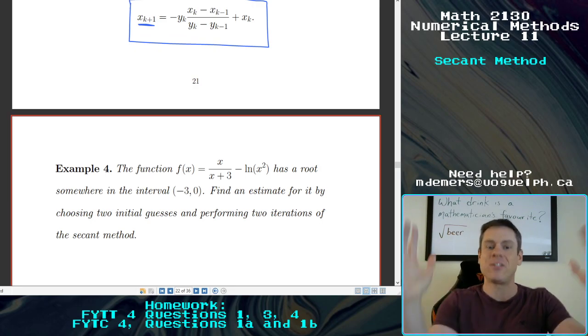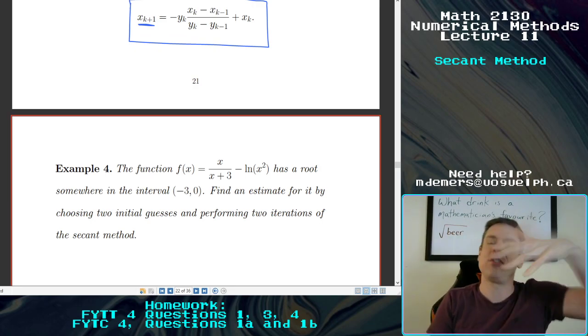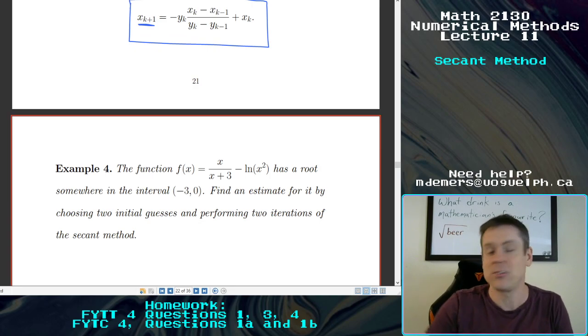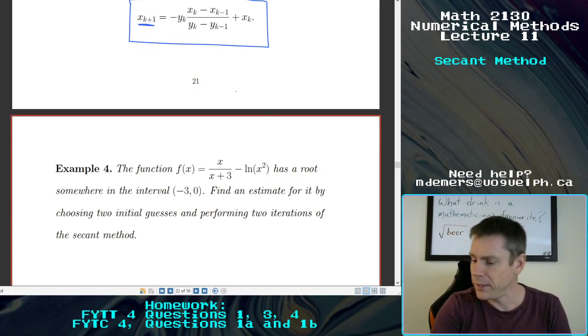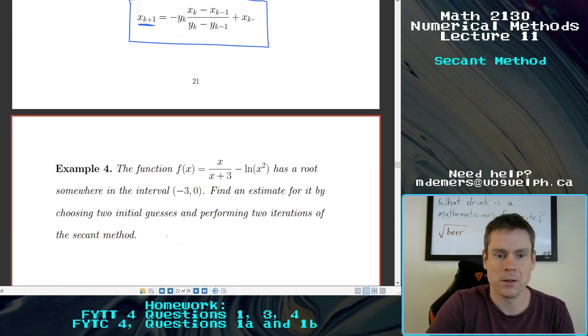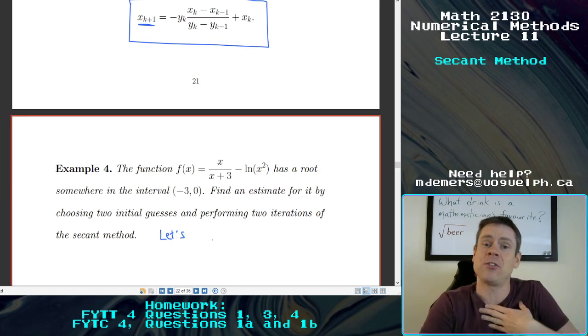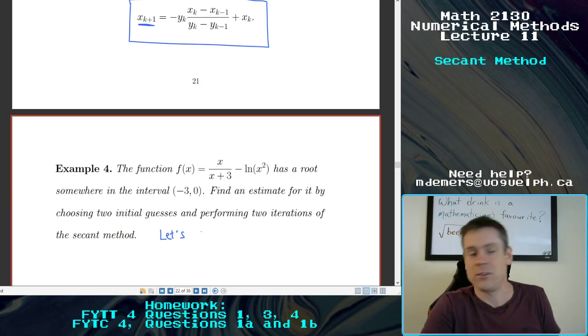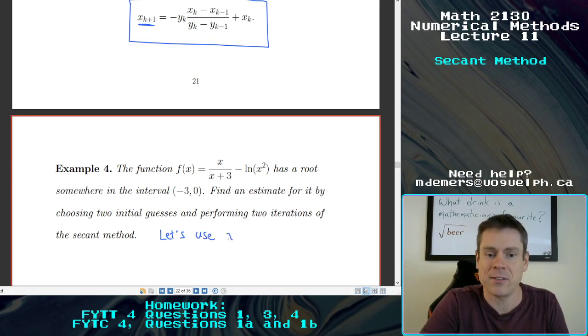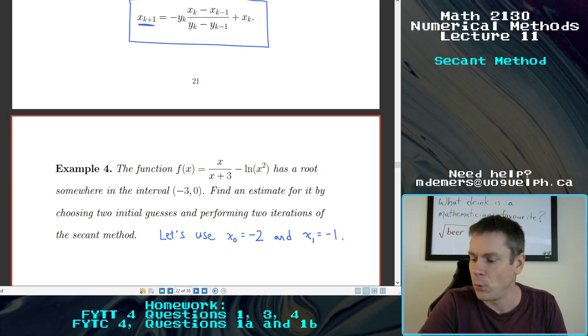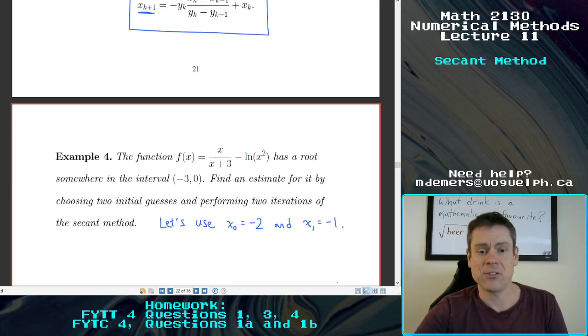We should probably keep our estimates in between. Let's choose minus 2 and minus 1, perhaps, as good first estimates. It might work for all sorts of different estimates in there. This is just a choice that I'm making. So let's use x0 equals minus 2, and x1 equals minus 1. Okay, and then let's just go for it.